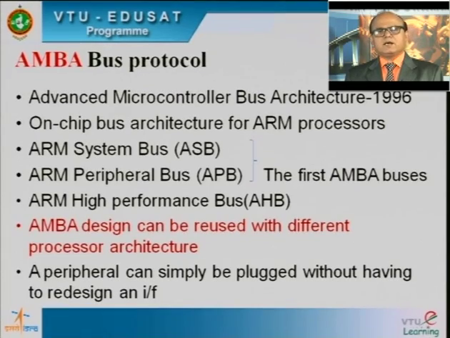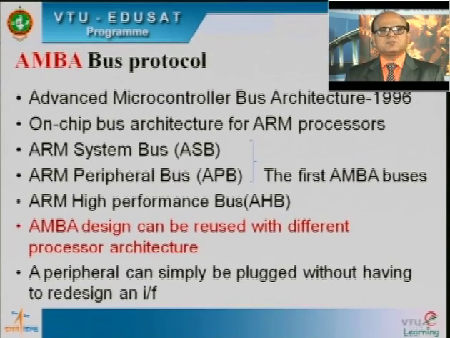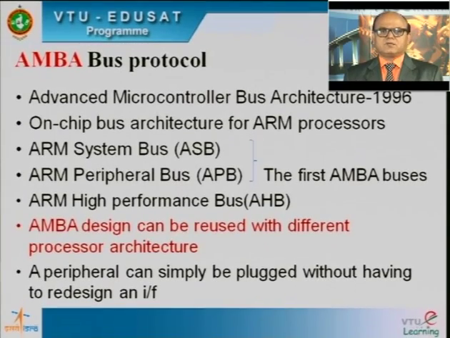ARM came out with two AMBA buses initially: the ARM system bus, abbreviated as ASB, and the ARM peripheral bus, the APB. These are the first set of buses that was introduced by ARM, called the AMBA bus. Later another bus was introduced, the ARM high performance bus, AHB.